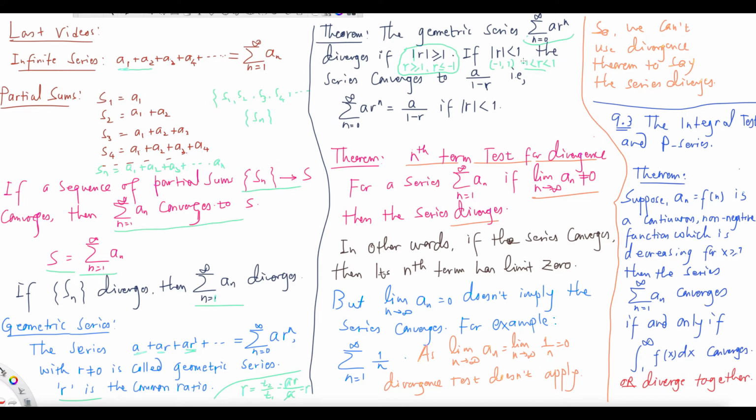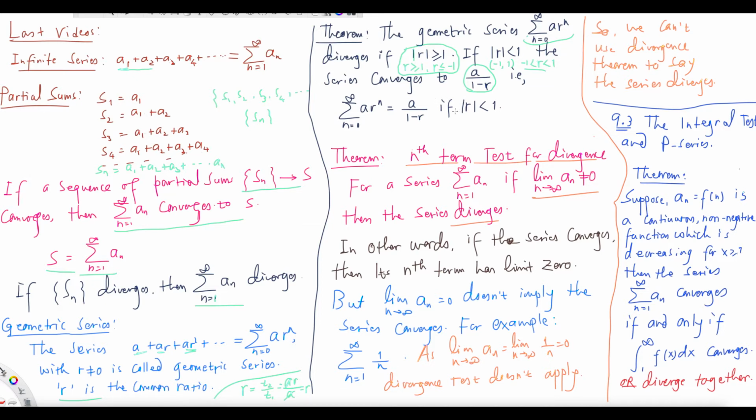Now, what is the sum then? If it converges, that means the sum of the terms is a finite number. What is that? That is A over 1 minus R. A is the first term, and R is the common ratio. So the sum from n equals 0 to infinity of AR^n is equal to A over 1 minus R. Okay, guys.